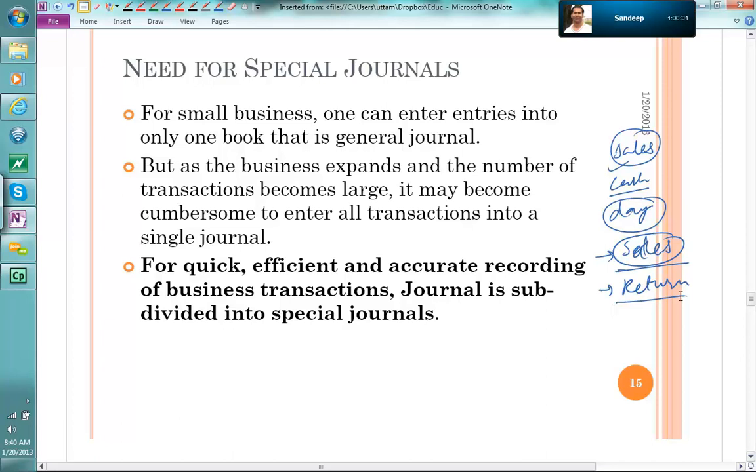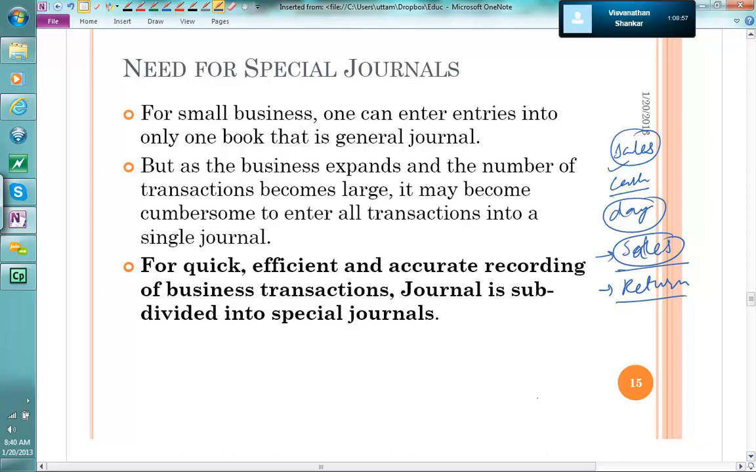So actually there are transactions which are repeated on a daily basis, and everybody knows that. Every accountant understands, if this is the transaction, what are the debit accounts and what are the credit accounts. So can we avoid analyzing every transaction each time, and writing a credit entry and a debit entry every time? So this was to minimize the work.